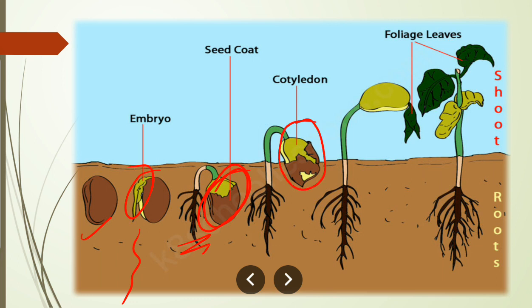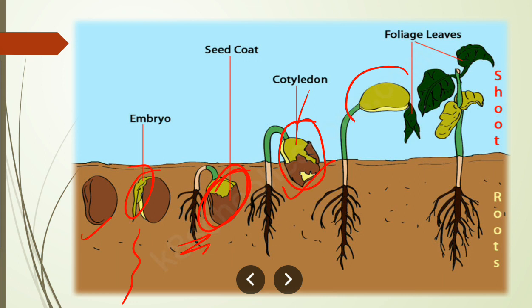So you can check also in your gardens if there is any plant which is growing out of a seed. For this we are going to do one activity also. The activity is germination of the seed, right? So what is happening? This seed coat bursts open and what is coming out? The cotyledons are coming out.